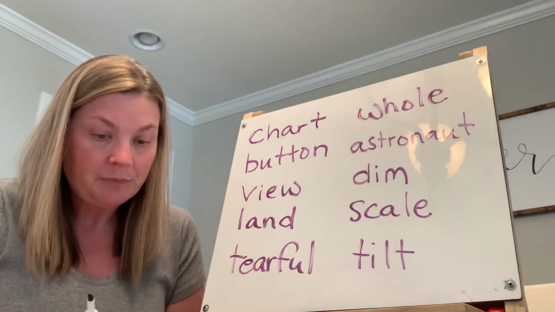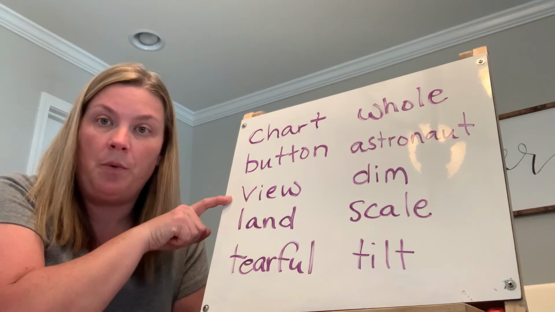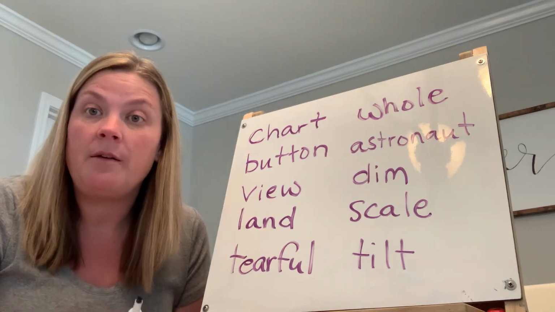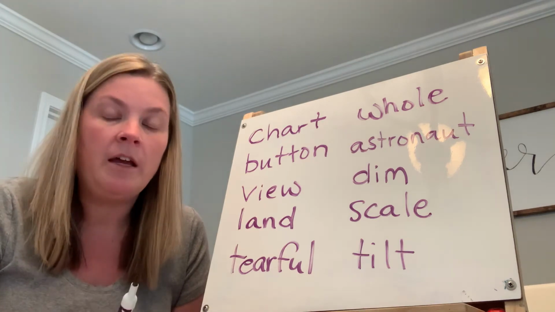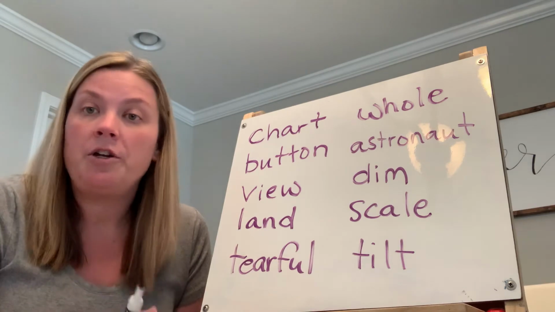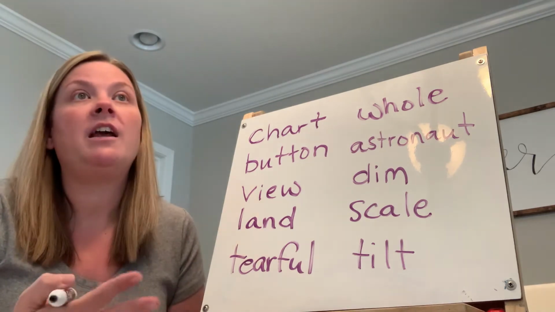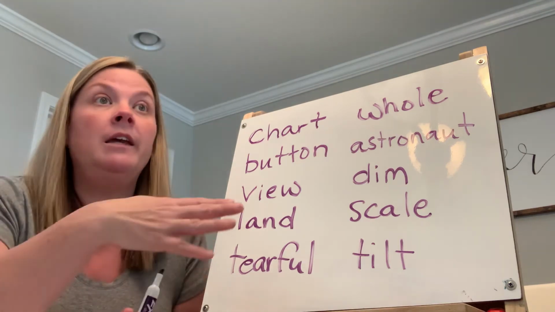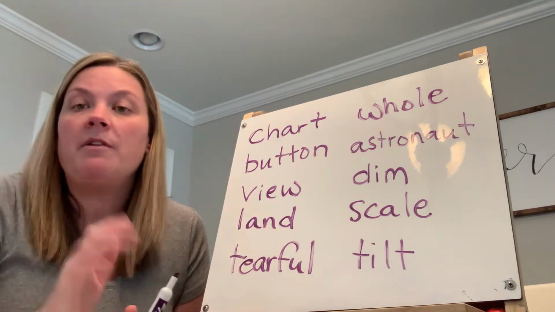All right. The next word is view. View. Okay. And I want you saying these words too as I'm saying them so that you know how to pronounce them correctly. View. A view is whatever you see from where you are. Okay. So if you were standing on a mountain top and you were looking out at the view, you might see trees and a lake or something like that.